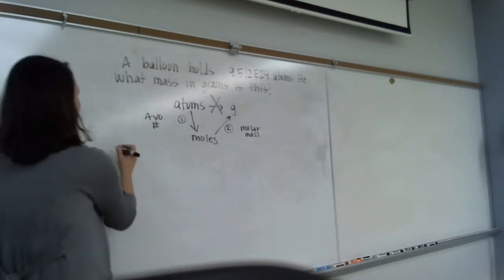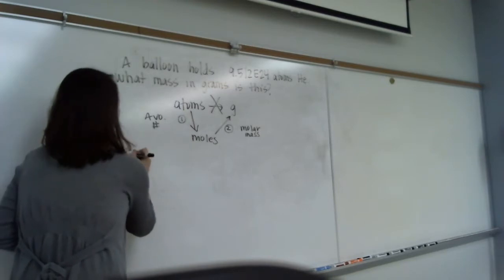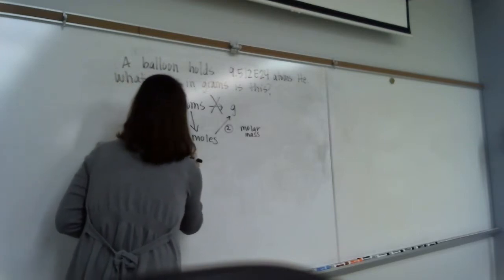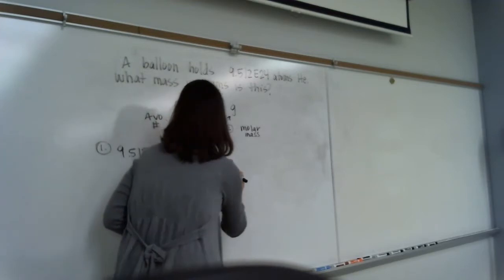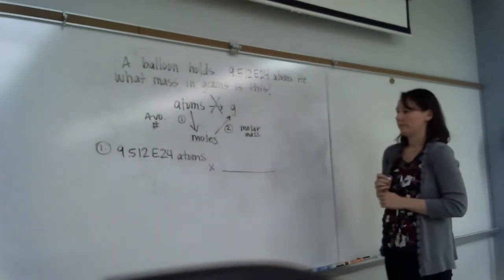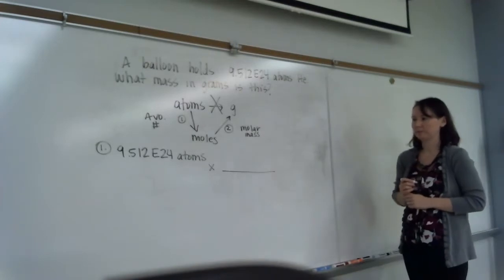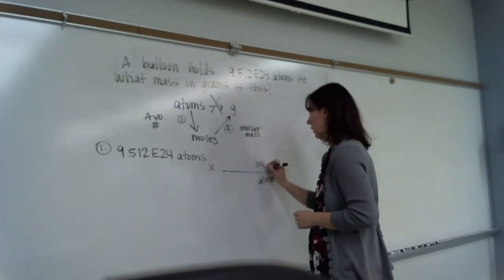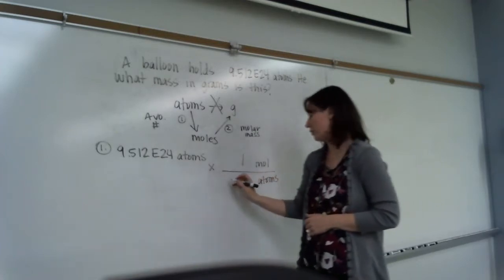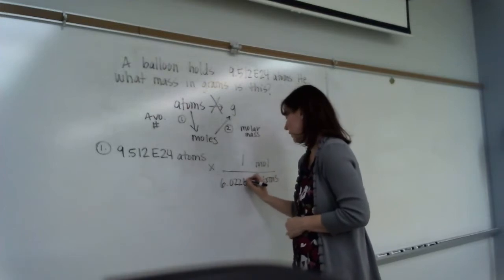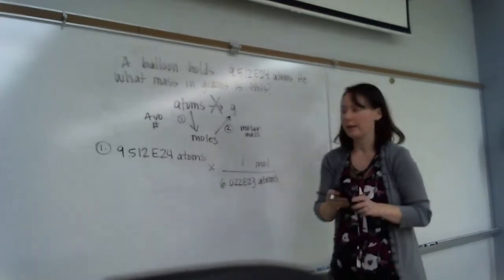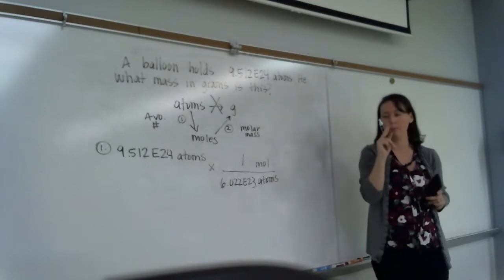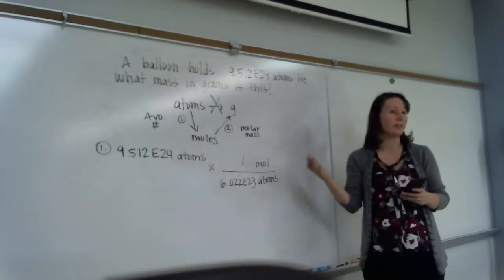So let's do step 1 first. 9.512 times 10 to the 24th atoms. We're going to convert atoms to moles. So atoms goes on top or on bottom? On the bottom, right? And moles goes on top. 1 mole contains Avogadro's number of atoms, 6.022 times 10 to the 23rd. So I take my calculator. Now we're not going to round until the very end. Okay, we're not going to do our rounding until the very end because this is a 2-step problem. So we're going to carry extra sig figs and then round at the end.